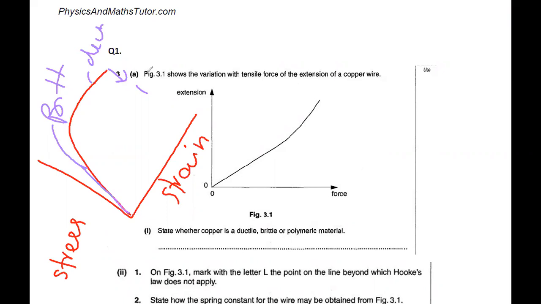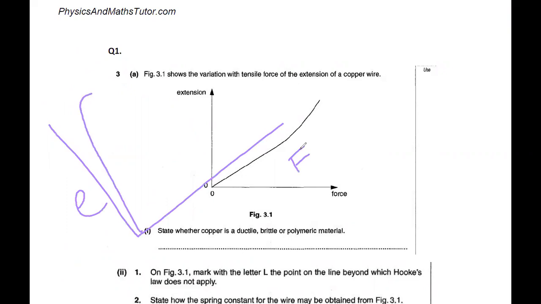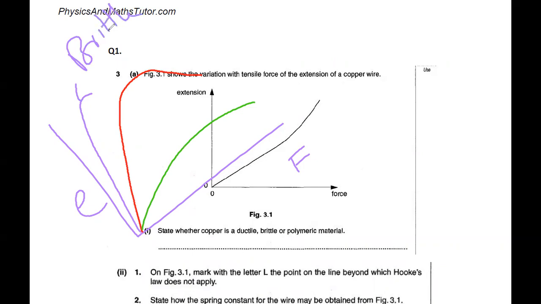We have another type of material that is known as polymeric material. Let me show you. That was the stress strain graph. Now let me draw the force extension graph. This, the first one. Then we have our second one, and then we have our third one. This one is going to be the brittle material. You guys can automatically see that this is your brittle material.